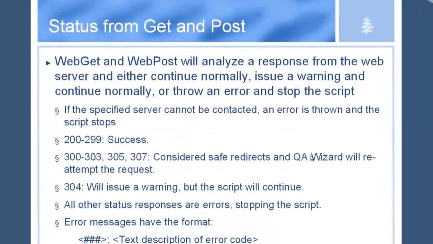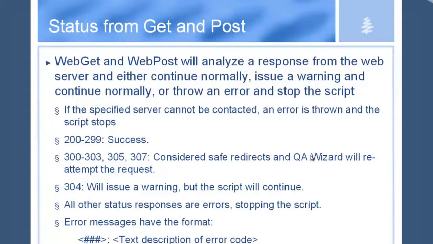For either web get or web post, we look at the response from the server to try to figure out whether we should continue on normally, record an error, or stop the script right there. So first of all, of course, if we can't contact the server at all, if there's a connection failure, then we record an error and we stop right there in the script. If the status response from the web server is in the 200 range, we treat all of those as a success and we continue on normally and give you back the result.